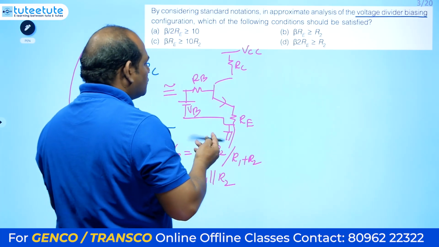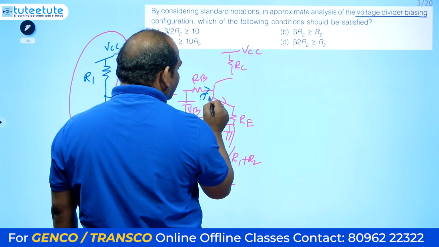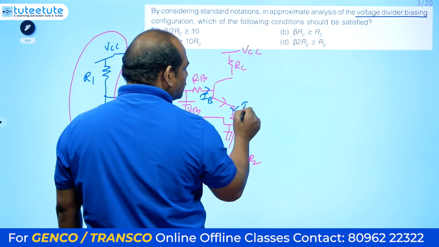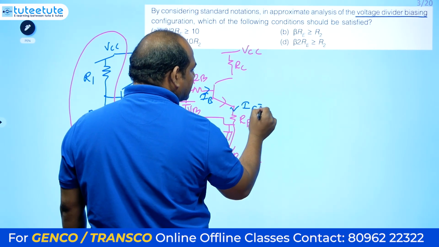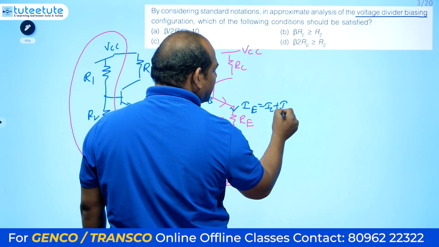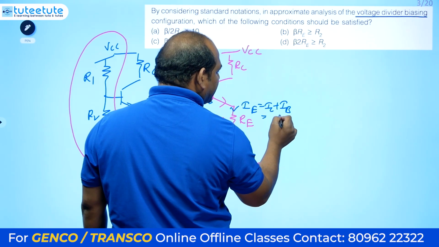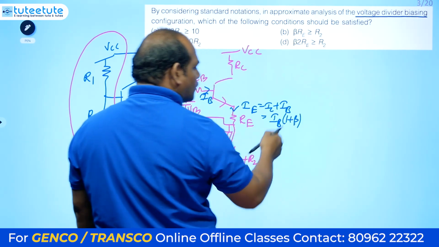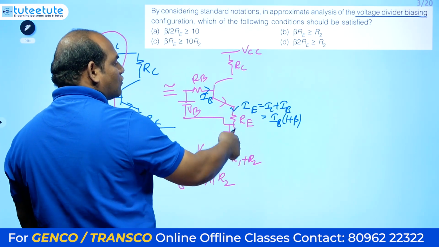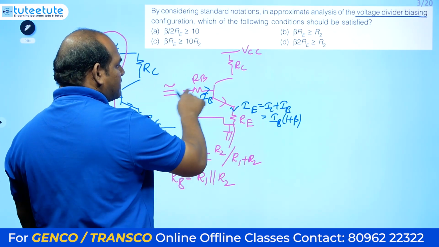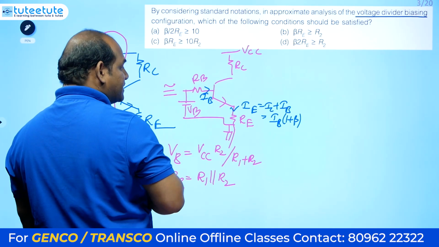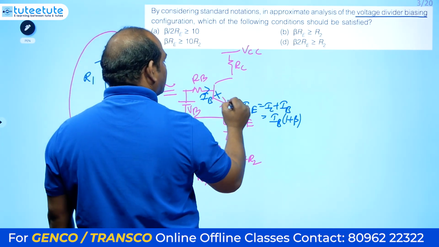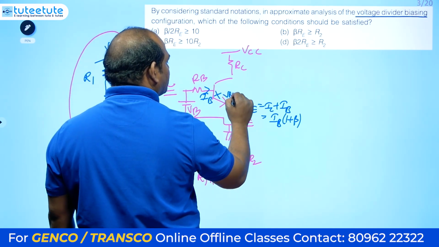Okay. So now into the base IB current is flowing, and through the emitter we will get IE current, that is equal to IC plus IB, and IC is equal to beta IB. If you take IB common, here 1 plus beta is there. So 1 plus beta into IB current flows through the RE resistor, IB current flows through the RB resistor, and here between base and emitter you have the base to emitter voltage.